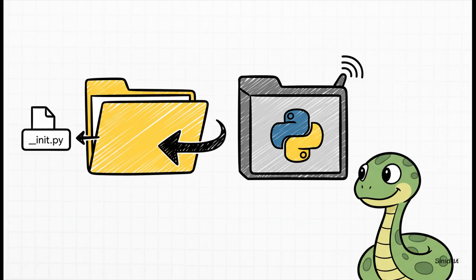For a folder to be a package, it needs to have a file inside called __init__.py. And the funny thing is, most of the time, this file is completely empty. Its only job is to exist. Just by being there, it signals to Python, hey, this isn't just any old folder. This is a package. Pay attention. It's so simple, but it's what makes the whole system work.